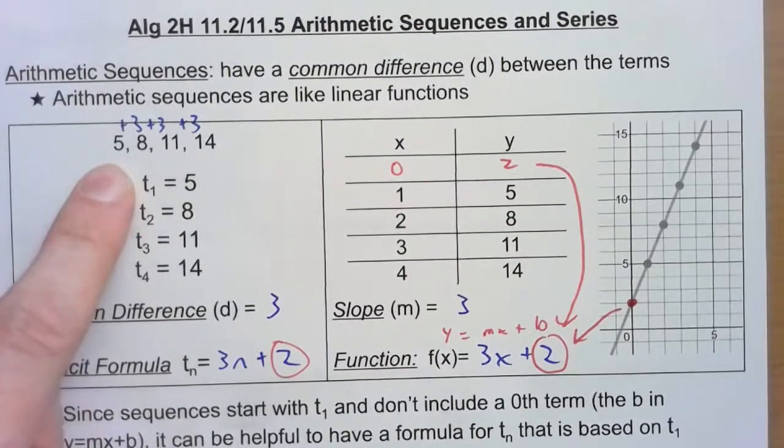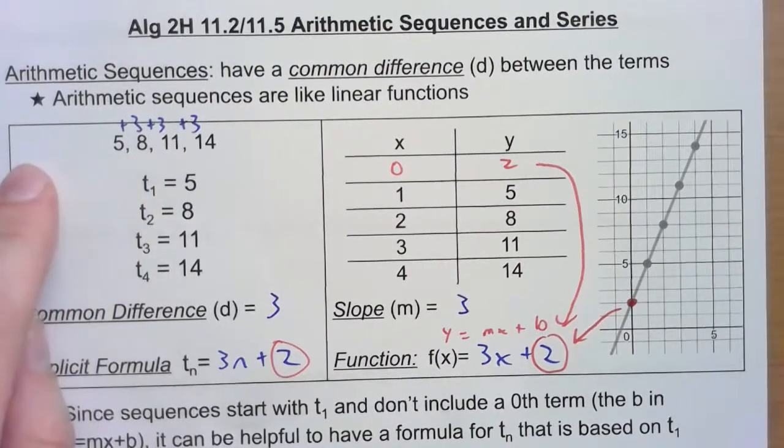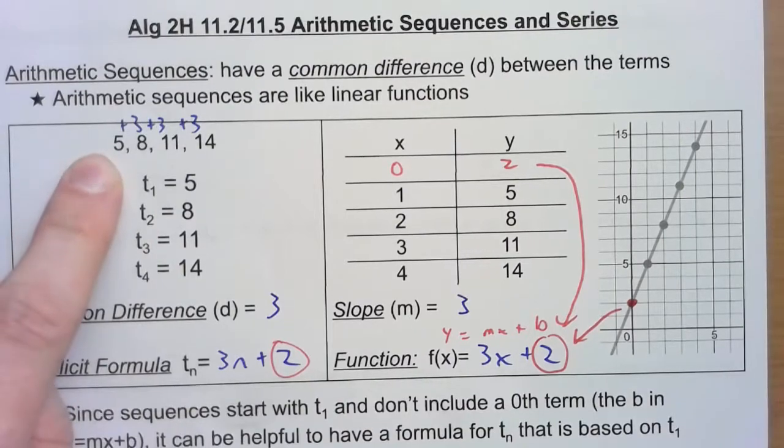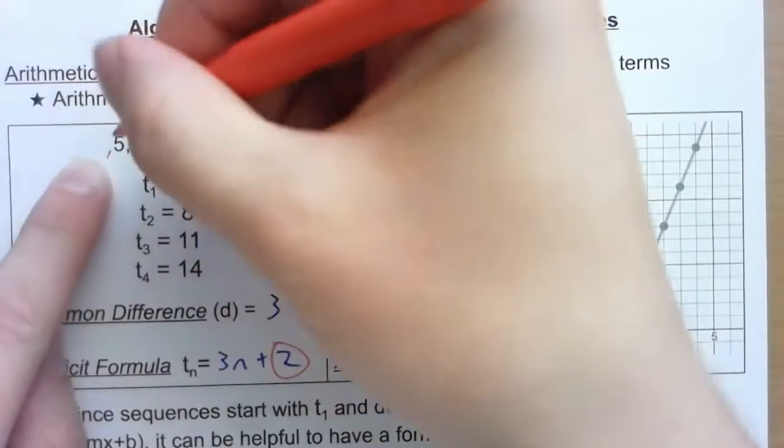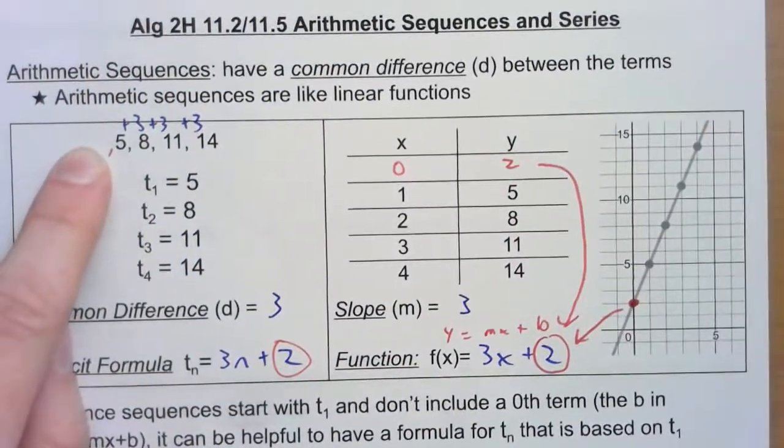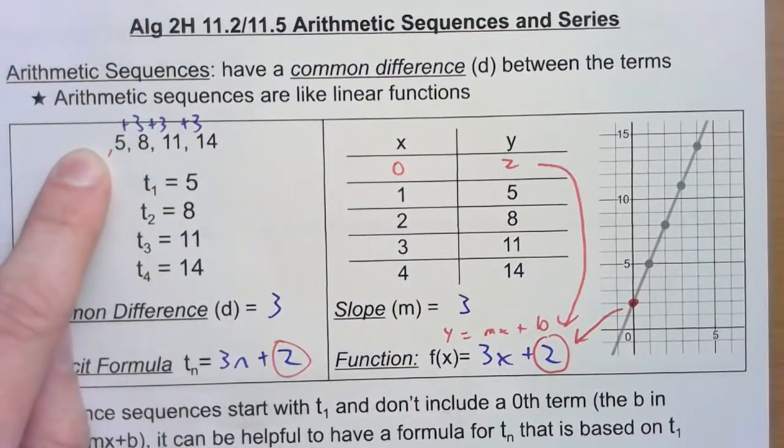It doesn't make sense to have a 1.5 term or a -2th term, or actually even a 0th term. But what if I did have a 0th term? What if there was a term before this? What if I could have a t sub 0? What would it be? Well, think about this pattern.